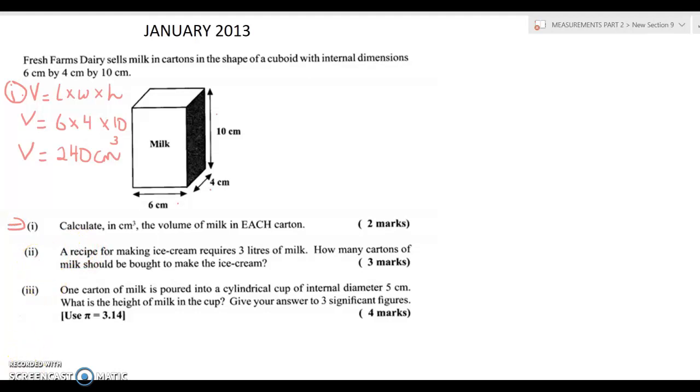Alright, so one little error here. This is not from January 2013. I made a little mistake there, but it's from a past paper.